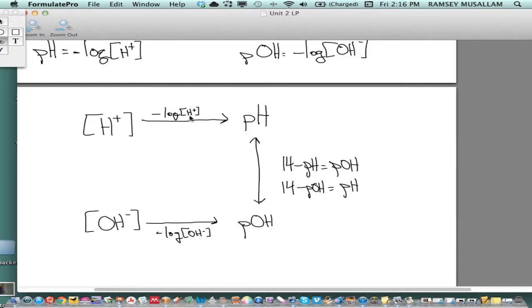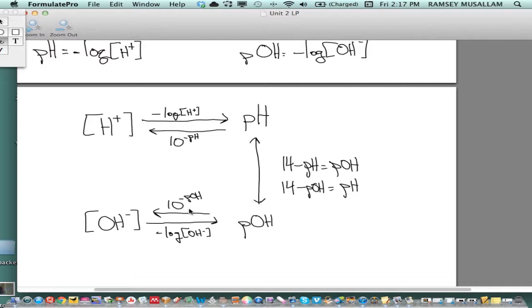Okay, now we want to be able to go in any direction. So if I go in this direction, it's the negative anti-log. So 10 to the minus pH is the H plus. And going in this direction, 10 to the minus pOH is the OH. Okay, so watch this. pH is 3. What's the pOH? What's the OH minus? 10 to the negative 11.